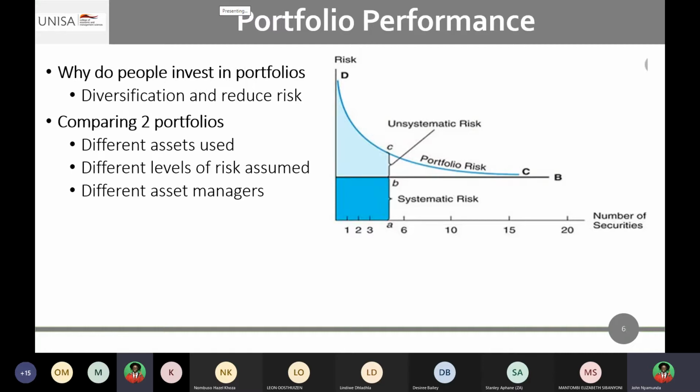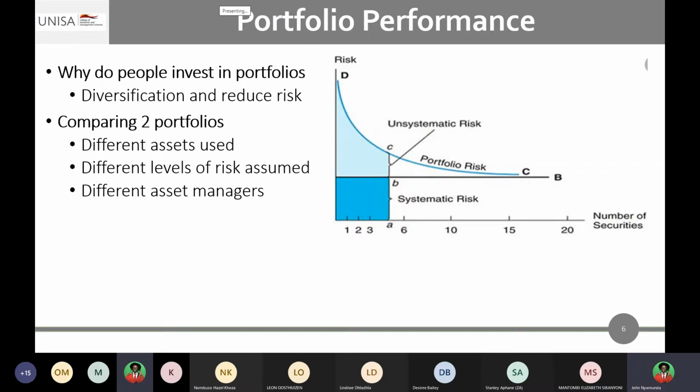So different portfolios hold different types of assets. Some portfolios are fully invested in shares. Some are a combination of shares and bonds. Some are only bonds. Some are bonds and money market instruments. Different portfolios also face different levels of risk. For instance, a portfolio which is 70% invested in shares is more risky than a portfolio which is 70% in bonds.